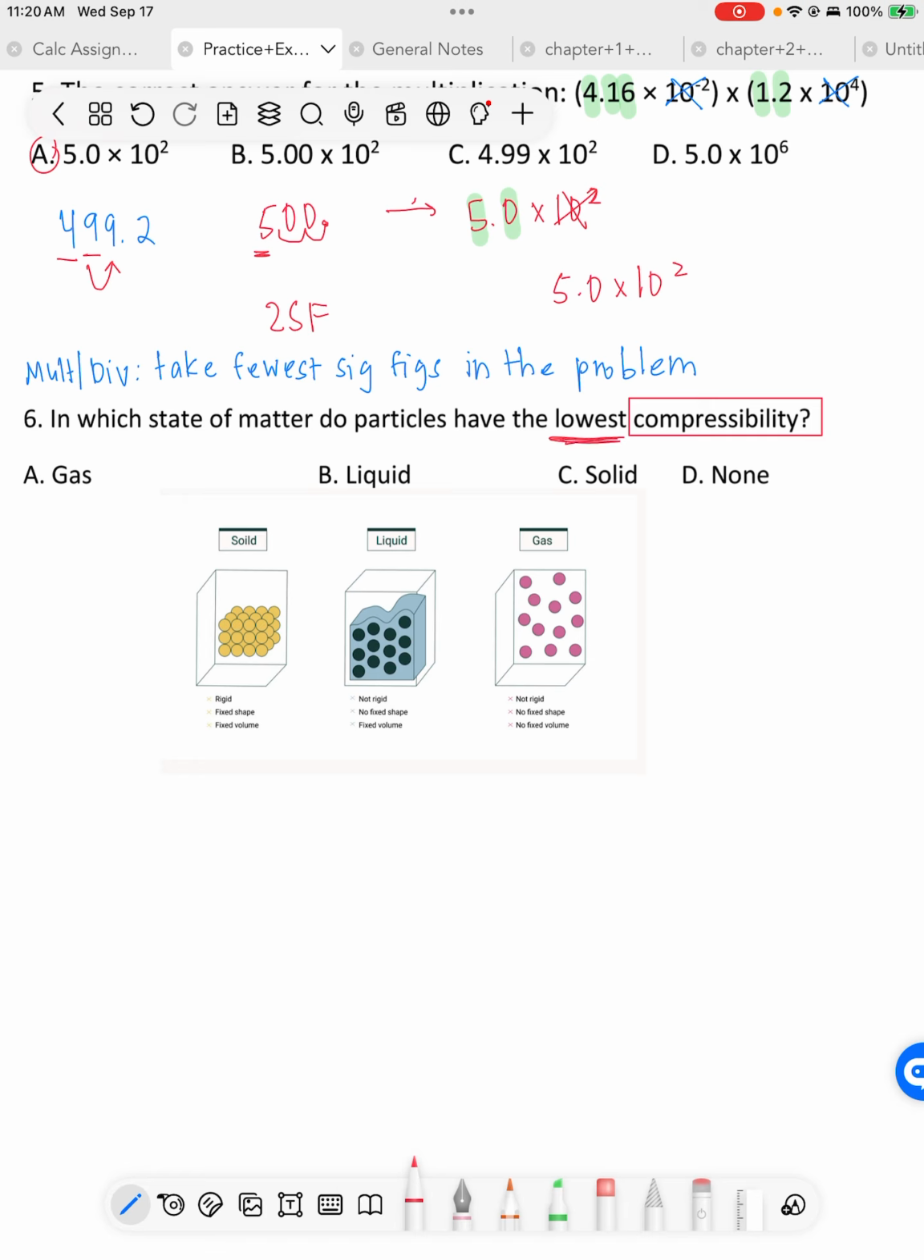I put a picture here to help remind us a little bit about our states of matter. So we have gas that has the highest compressibility, meaning that we can put this gas into a smaller container and compress it down, and that would be okay. Liquid is a fixed volume. We can compress it a little bit, but not nearly as much as gas. And then solids, I always like to think of solids as like a rock. If you have a rock, can you squish it in your hand and make it a smaller rock? You probably can't unless you're the Hulk.